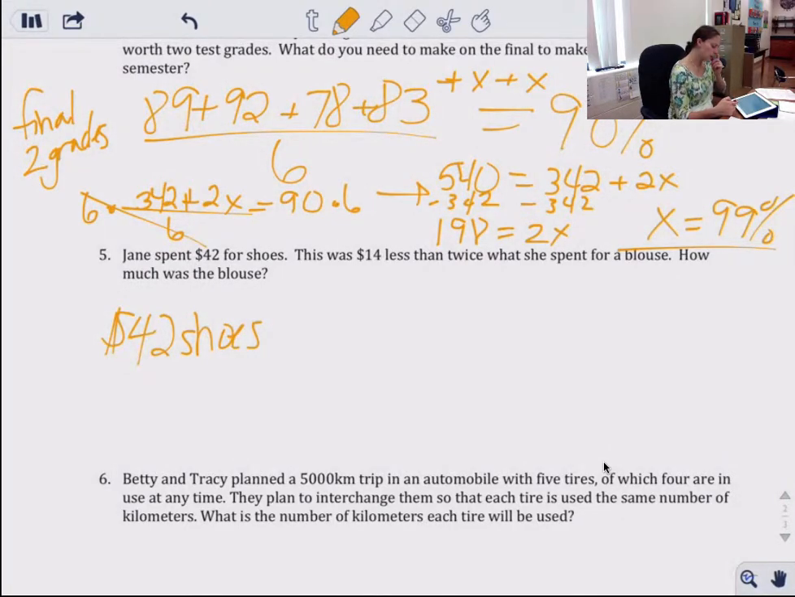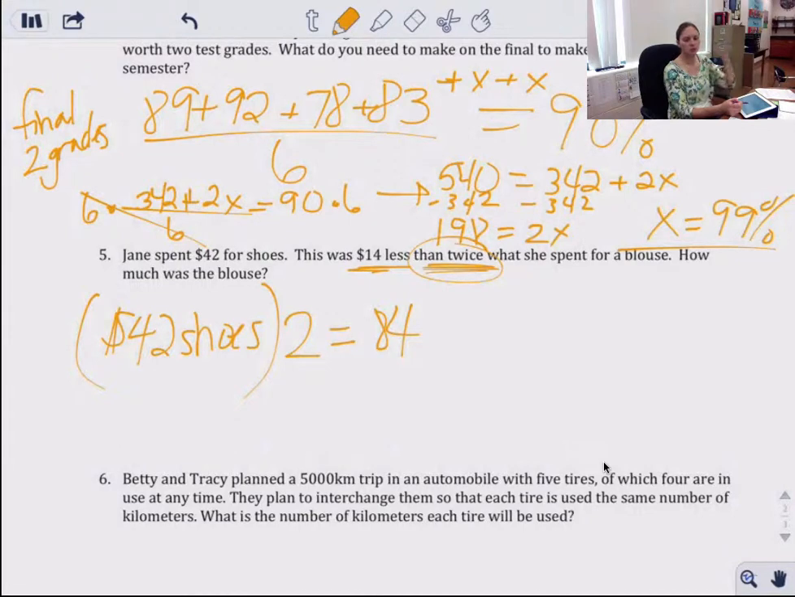So that means it was twice. So my number should be getting bigger. That shirt was really expensive. So I think my number should be getting bigger. And how much bigger? Well, it's twice the price minus $14 because it's $14 less. So 42 times 2, which is going to be 84, but it's $14 less than twice. So minus 14, 70. That shirt cost her $70.